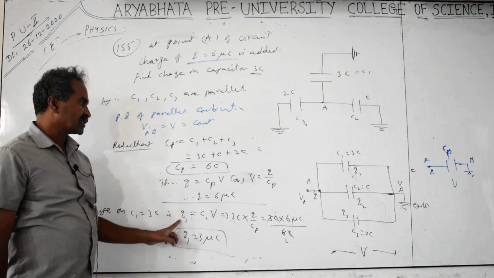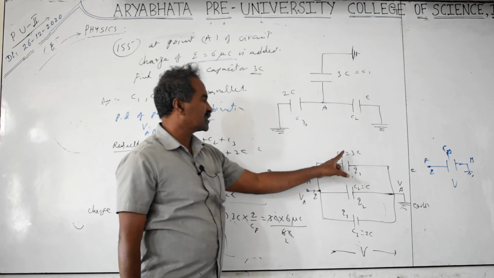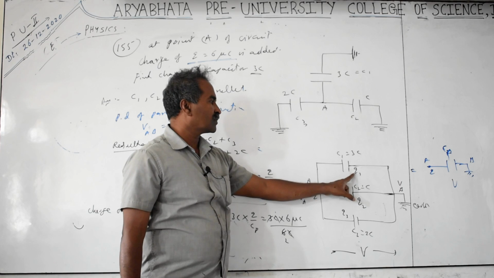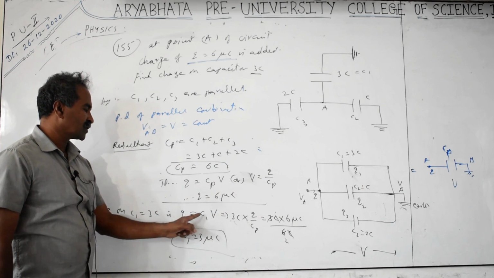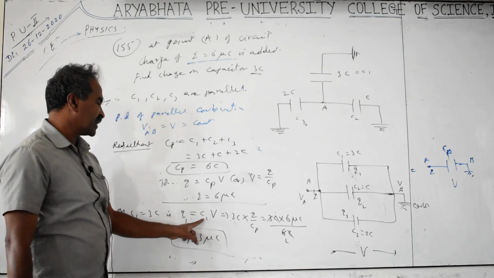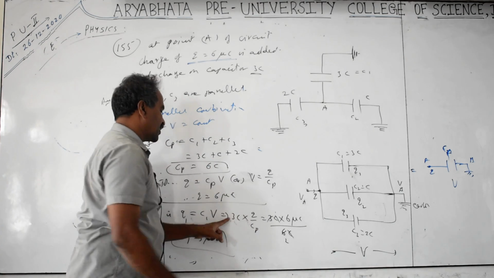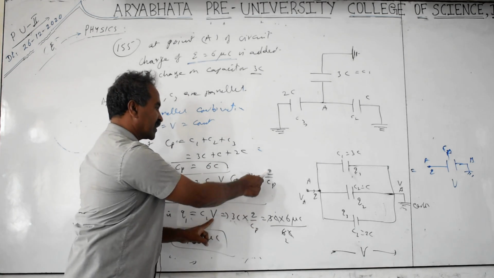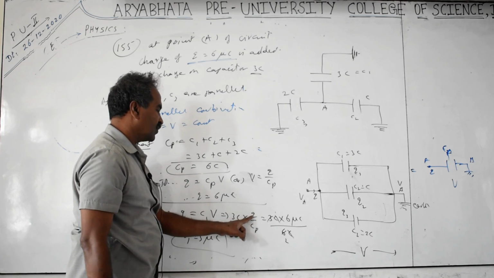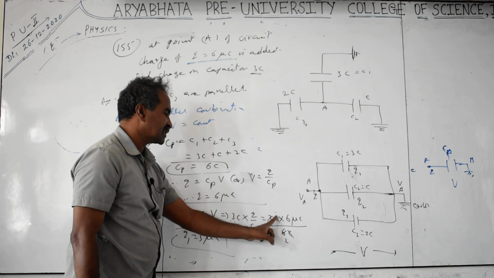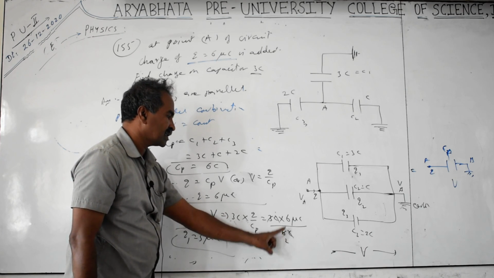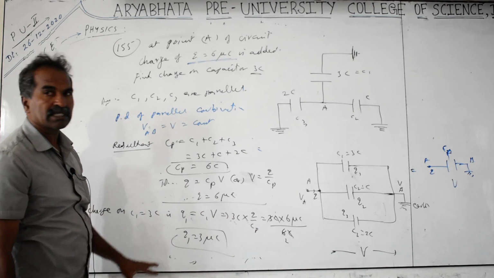Your question is, what is the charge on C1? That's 3C. Q equals CV, so Q1 equals C1 into V. V is the same here. C1 is 3C, so Q1 equals 3C into V. What is V? We got Q by Cp. Q is given as 6 microcoulombs, Cp is 6C. The C symbol cancels, 3 to 6, so 6 by 2 is 3 microcoulombs is the charge on it.